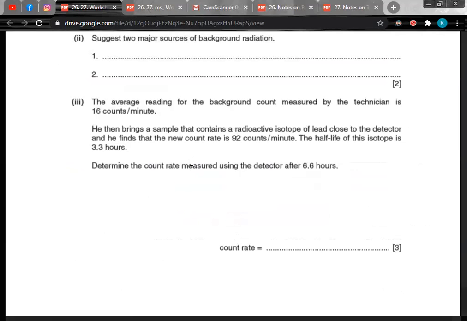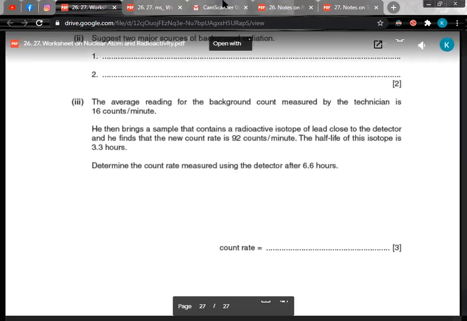Yes, sir. The average reading for the background count measured by the technician is 16 counts per minute. He then brings a sample that contains a radioactive isotope of lead close to the detector, and he finds that the new count rate is 92 per minute. The half-life of this isotope is 3.3 hours. Determine the count rate measured using the detector after 6.6 hours.